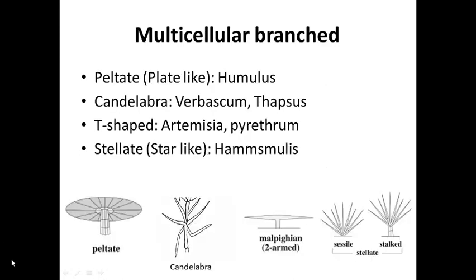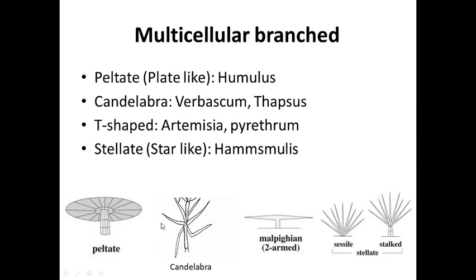Next, see the multicellular covering trichomes. The multicellular trichomes are divided into two types, branched and unbranched. This branched trichome contains branching, right? So first is peltate. You can see in the diagram, this peltate multicellular trichome, the shape is like a plate. Example is Humulus. So in the Humulus plant, this peltate shape covering trichome is present.